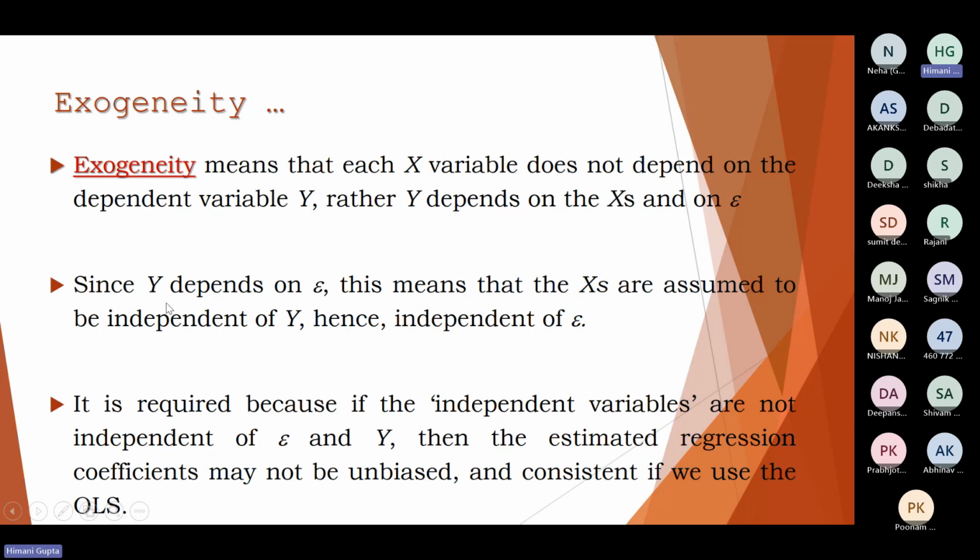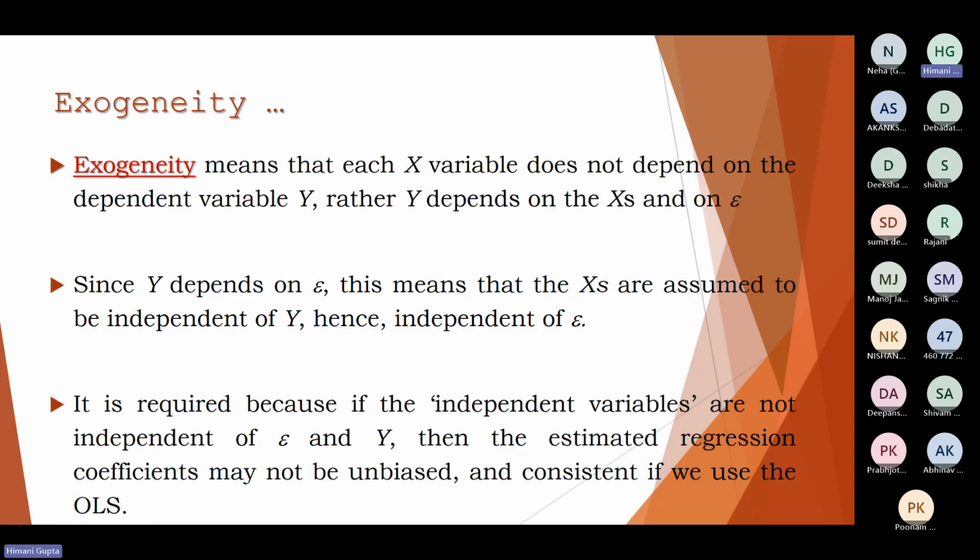Since y depends on the error term, x is assumed to be independent of y. Over here, x is not dependent on y, but y depends on x as well as e, the error term. So x should be independent, and that's why we name it independent. It is neither related to y nor related to the error term e, so it is independent of e. So, got the concept?